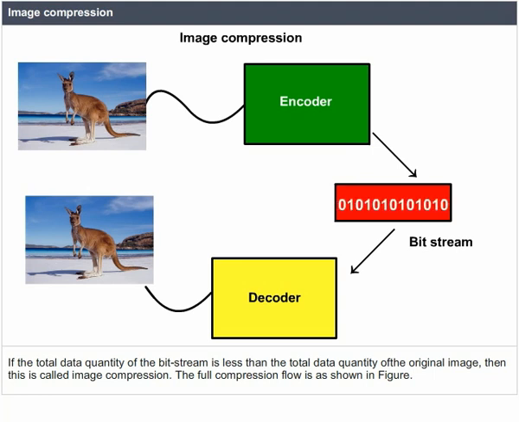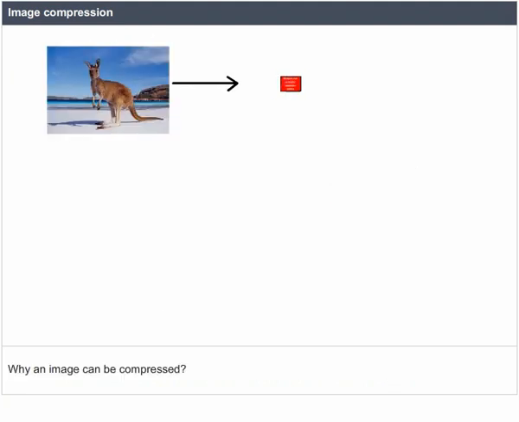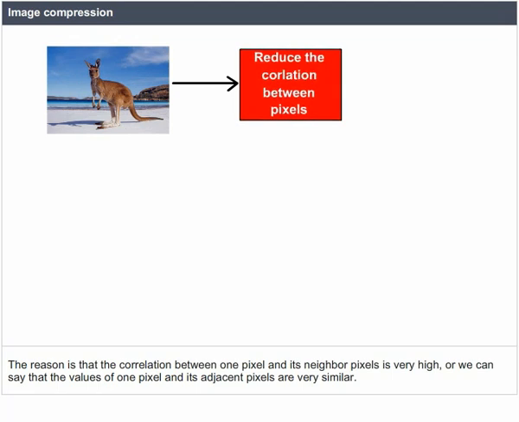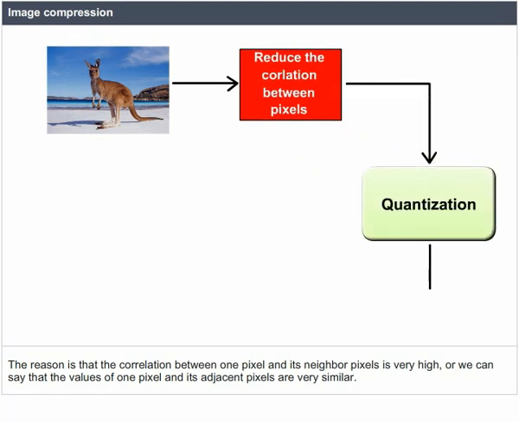Why can an image be compressed? The reason is that the correlation between one pixel and its neighbor pixels is very high, or we can say that the values of one pixel and its adjacent pixels are very similar.